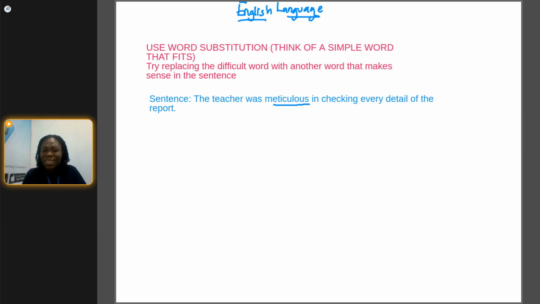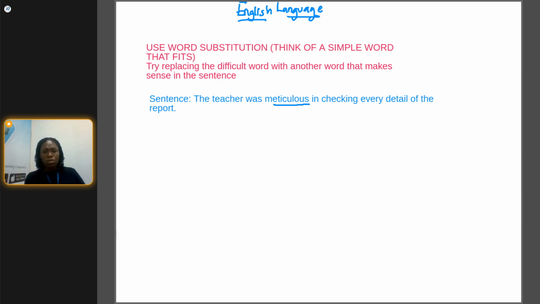punctuation, capitalization, etc. It takes a very careful person to check every detail of a particular report, especially if the report is not a very interesting one. I hope you get what I mean, right? So checking every detail of something, it takes someone who is very careful.